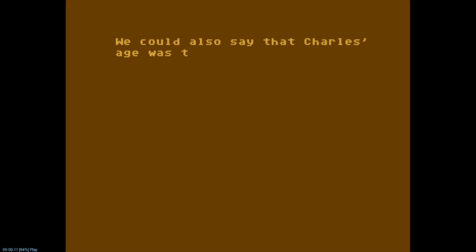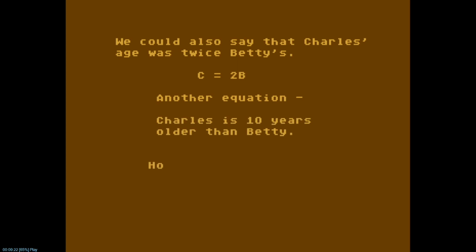Right. We could also say that Charles' age was twice Betty's, or C equals 2B. Let's write another equation about Charles and Betty's ages. Charles is 10 years older than Betty. How would you say this in algebra?